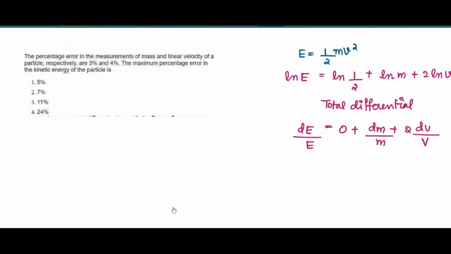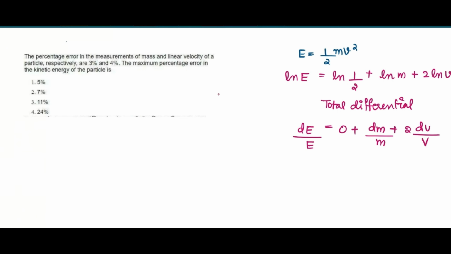Okay, sorry. So, what is it that we did now? With respect to m, if I take the derivative of ln m, I'm going to get dm by m. 2 is a constant. With respect to v, if I take the derivative of ln v, it's going to be dv by v. Correct? Is it okay? So why did I do this? Because of error.